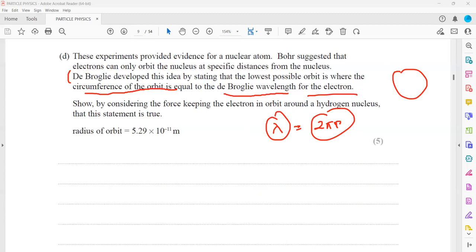So the radius is given. For hydrogen, it has one proton and only one electron around it. The de Broglie wavelength is lambda equals h over mv. The de Broglie wavelength, lambda, equals h divided by p, where p is the momentum.